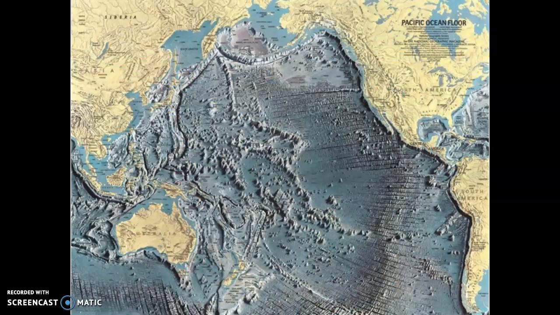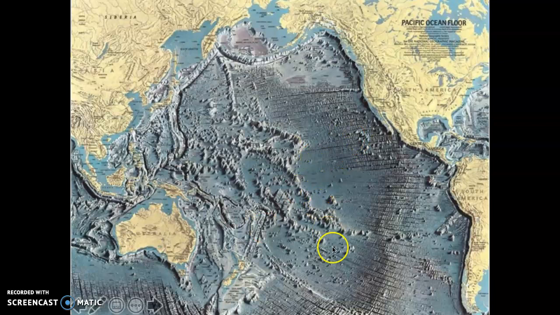So here is the map of the Pacific Ocean floor. Now, the first thing is that it's a lot bigger. The Pacific Ocean is significantly larger than the Atlantic. But when we look at some of the key features, we'll notice some similarities and differences.